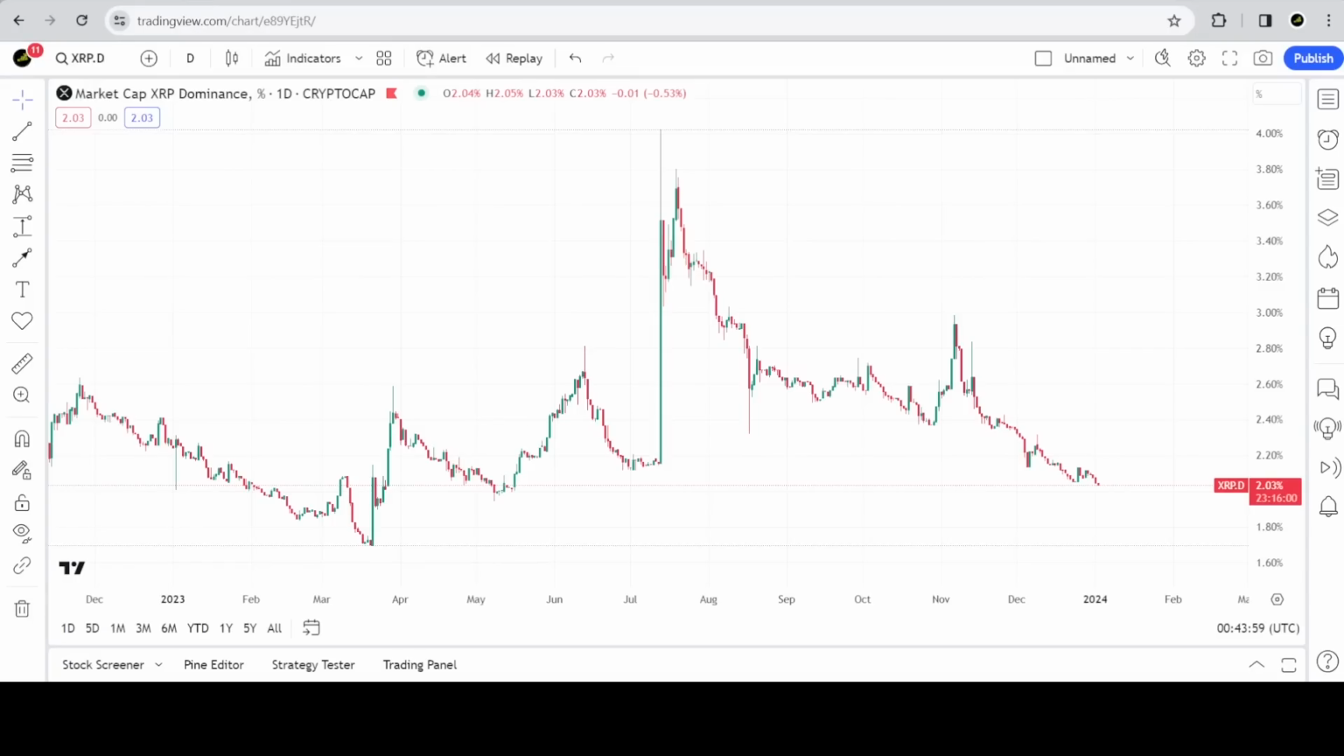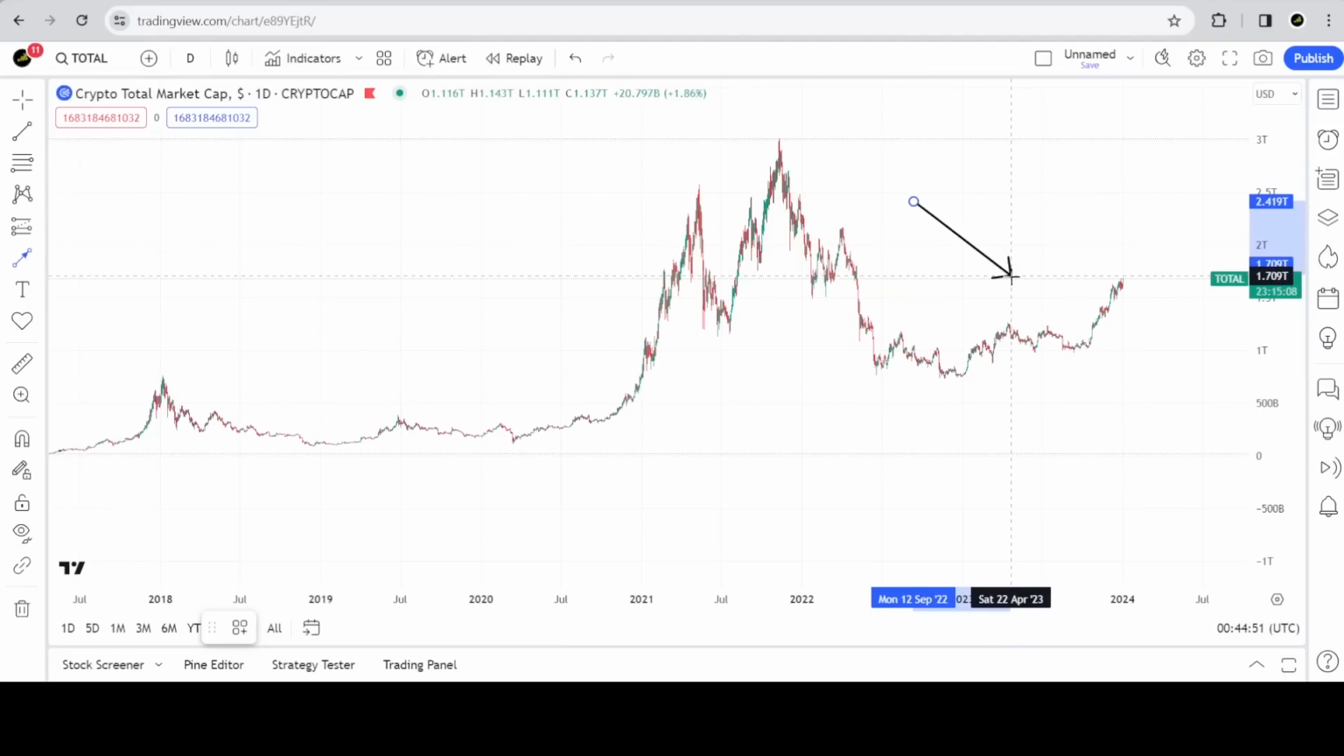In this video, I'm going to talk about why the XRP market cap is going to explode. I'm going to use the XRP dominance chart to show this. Now, this is the dominance of the overall market cap. So right now, you can see that XRP is hovering around 2% of the total crypto market cap.